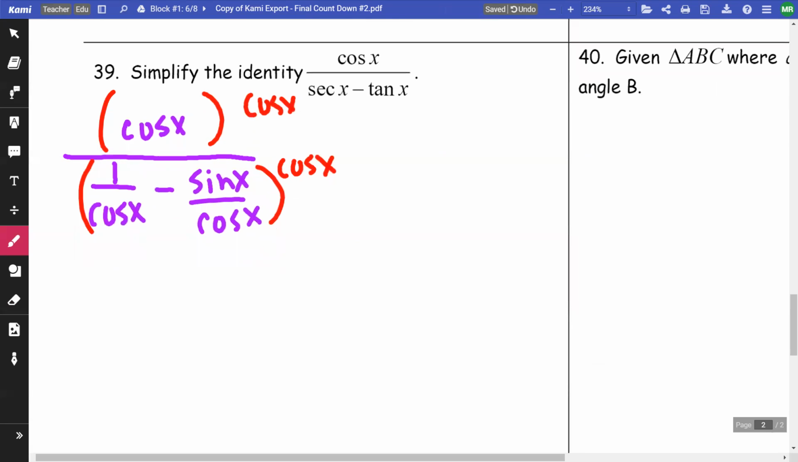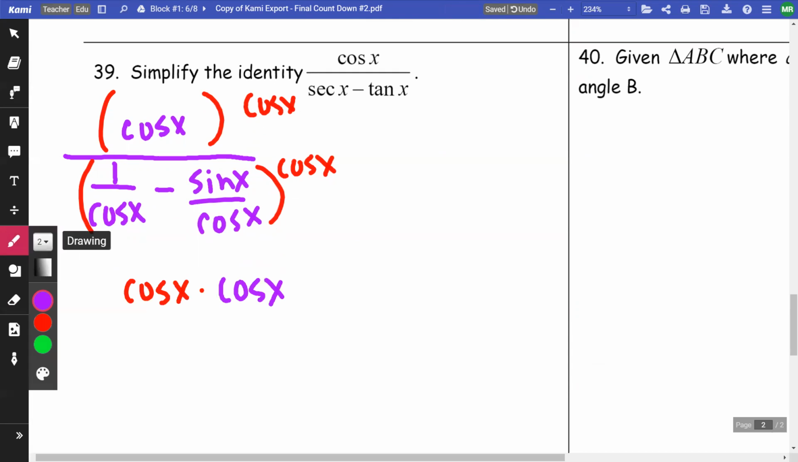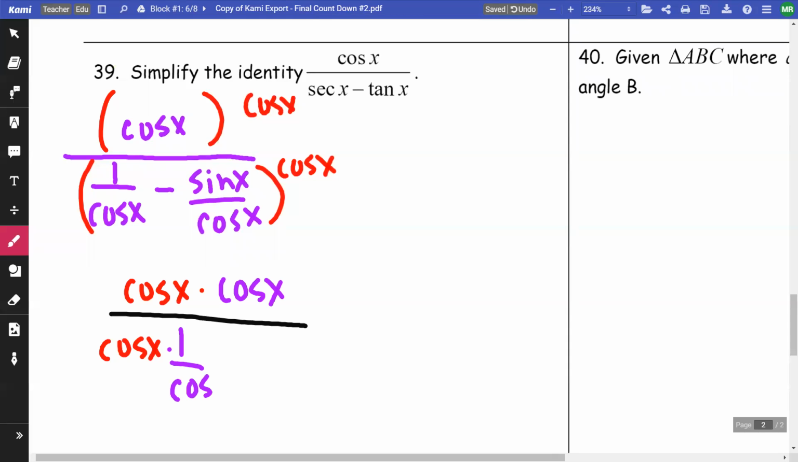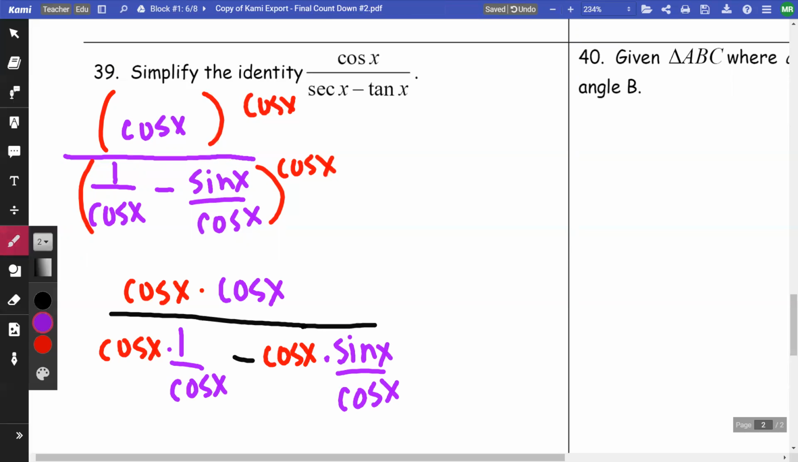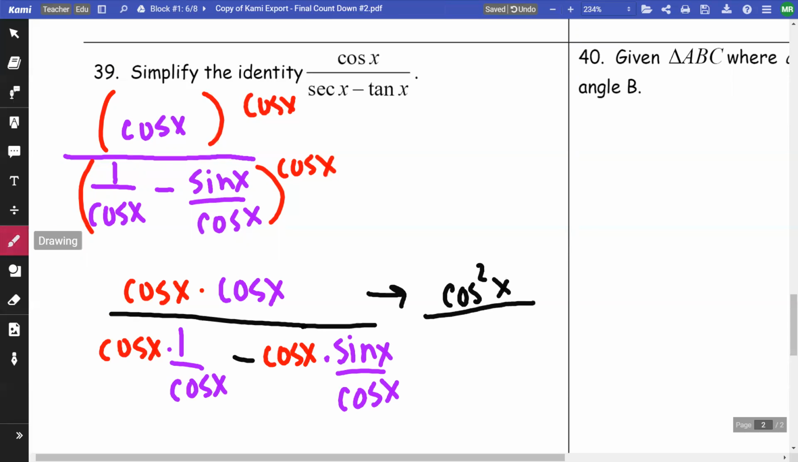Let me do this officially. On top, I'm going to have cosine x times cosine x. On the bottom, I'm going to have cosine x multiplied with 1 over cosine x, and I'll clean that up in a sec, and cosine x multiplied with sine x over cosine x. So again, the whole numerator was multiplied by cosine x and the whole denominator. Now the top cleans up to cosine squared x. On the bottom, let me cancel. That's going to become a 1, and that's going to become a minus sine x.